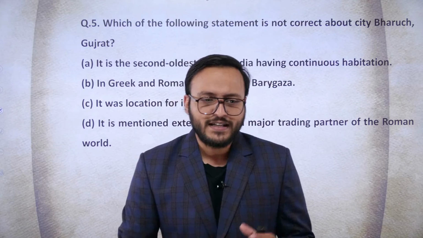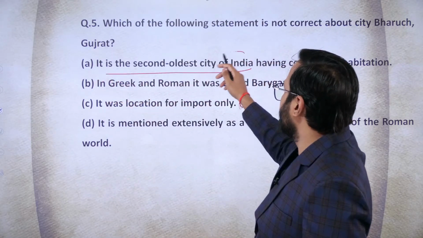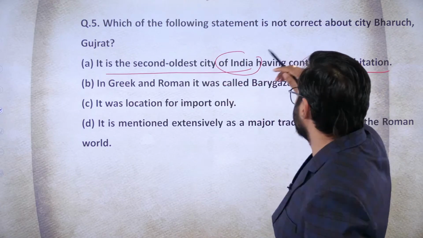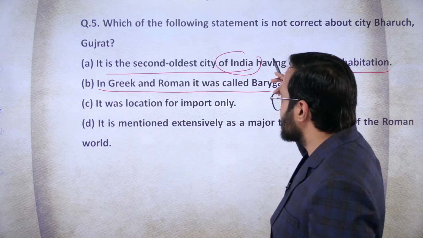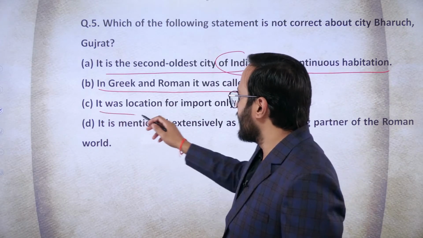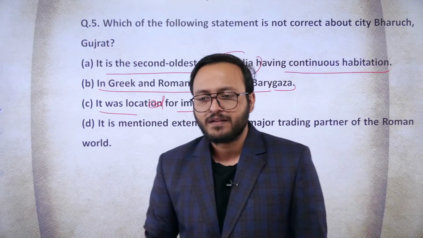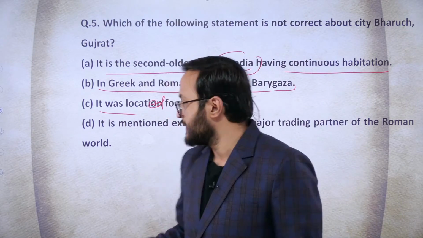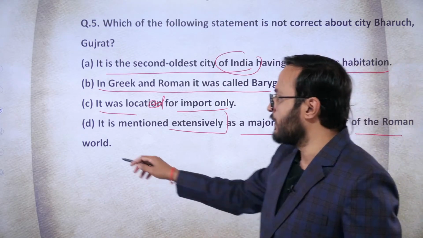Okay, so there is a city in Gujarat. It is the second oldest city of India having continuous inhabitation. In the Greek and Roman world, it was called Barigaza. It was located for the import only, and it is mentioned extensively as a major trading partner of the Roman world.